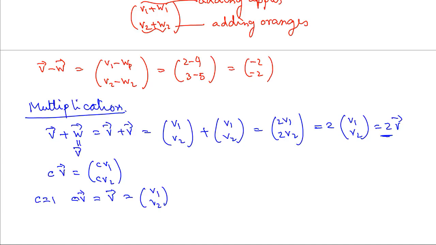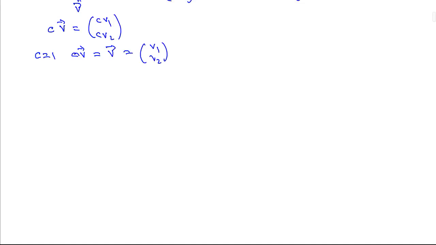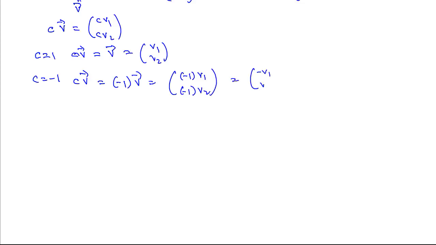Now, what if we want to talk about c equal to minus 1? In that case, you have cv, or minus 1 times v, and you go ahead and multiply the internal numbers: minus 1 v1, minus 1 v2, and minus v1, minus v2. Some people might write it like this. So the negative of a vector means essentially multiplying the components by minus 1. So that's what it means.